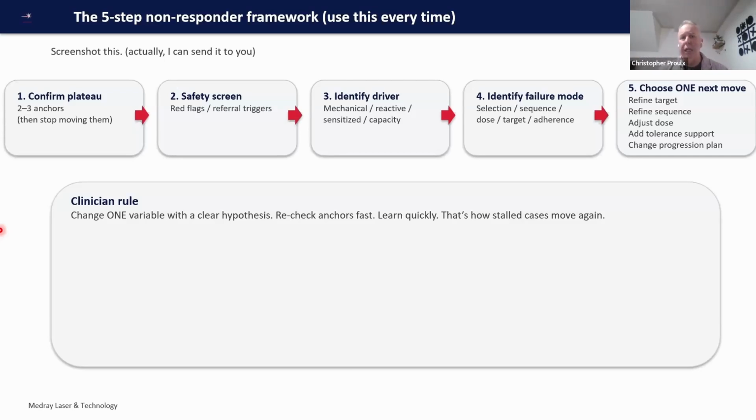So making sure we identify what's going on. And then looking at the driver, like, is it mechanical? Is it a capacity issue? Are they overloading it because they're not stopping what they're doing, and so on. And then we need to figure out what the failure mode is. So what are we going to use for those anchors, and how can we measure those to look at what the problem is and make sure we've got the appropriate selection, maybe the sequence of events.